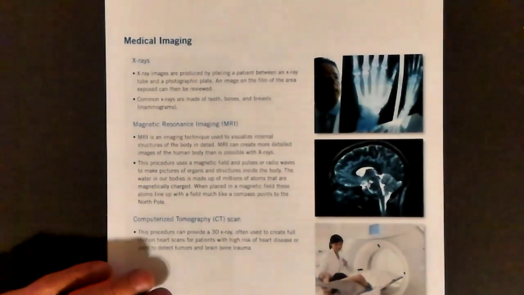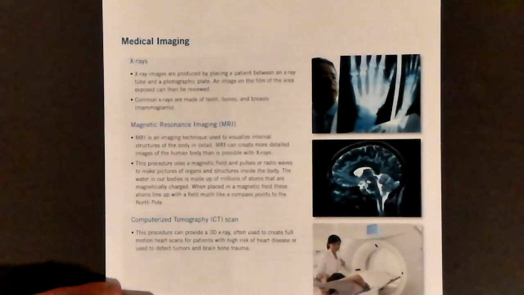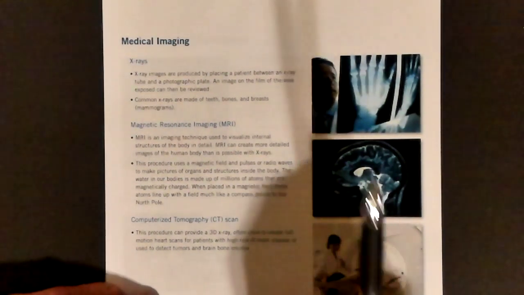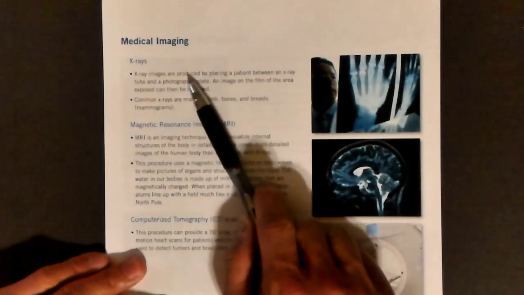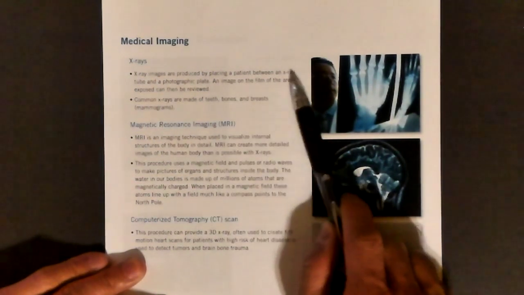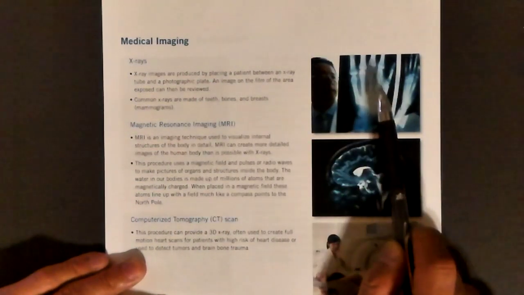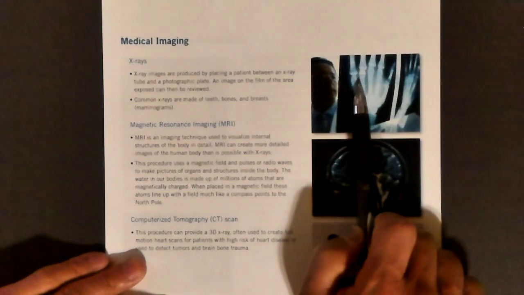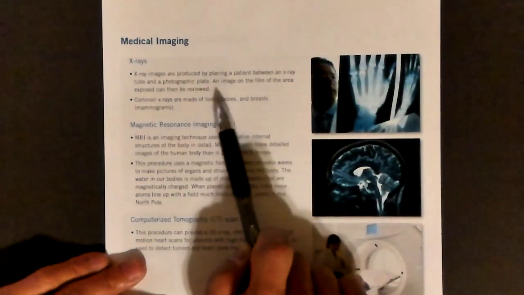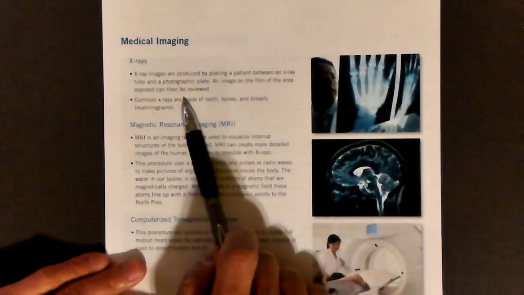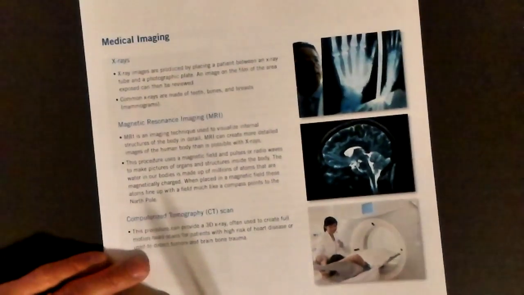So let's talk about medical imaging. We'll start off with the most familiar. So X-rays, you've all had X-rays, I'm sure. So these images are produced by placing the patient between an X-ray tube that's emitting the X-rays and a photographic plate. So the X-rays are passed through soft tissue but are absorbed by harder tissue like teeth, bones, and such. And so this can be used for X-rays of teeth, bones, and mammograms.